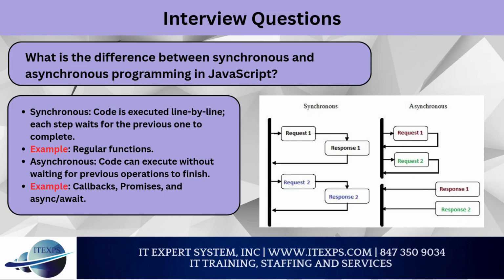What is the difference between synchronous and asynchronous programming in JavaScript? Synchronous. Code is executed line by line, each step waits for the previous one to complete. Example: regular functions. Asynchronous. Code can execute without waiting for previous operations to finish. Example: callbacks, promises, and async/await.